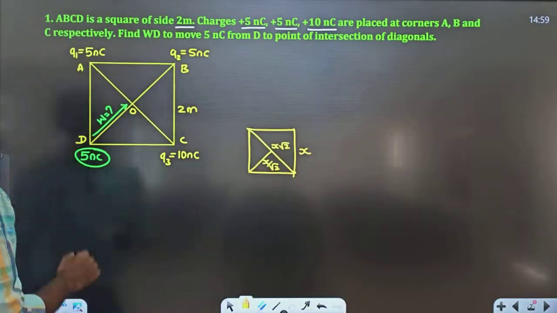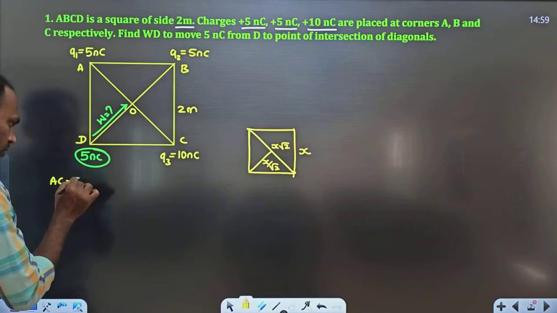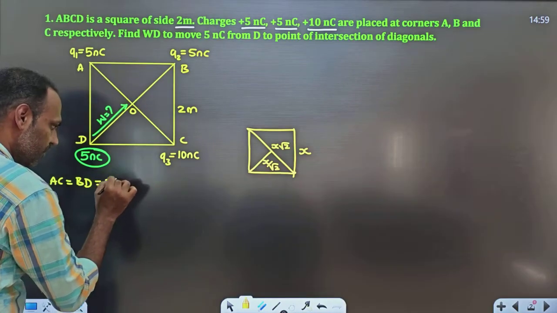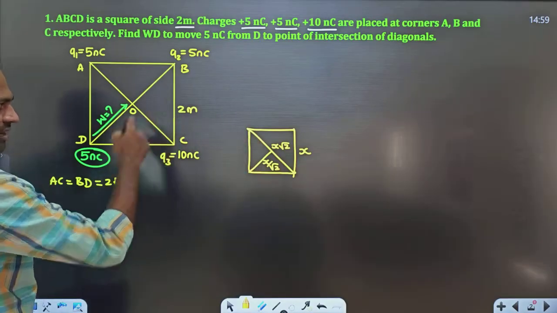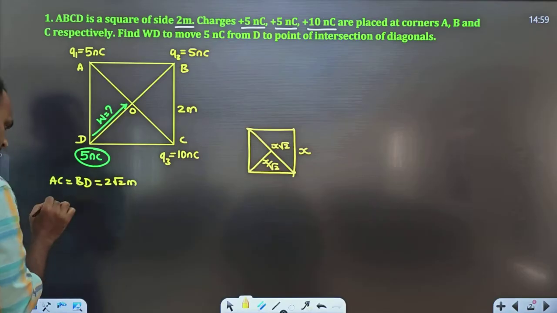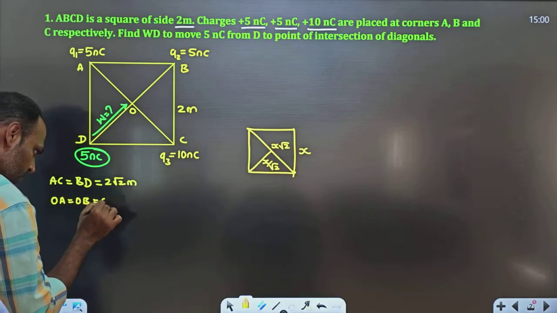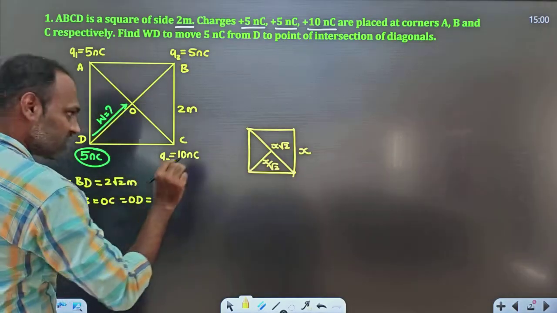Therefore, the value of AC is equal to BD, which is 2 root 2 meters, that is x root 2, where x is 2 meter as given here. And the distances OA is equal to OB is equal to OC is equal to OD is equal to x by root 2.